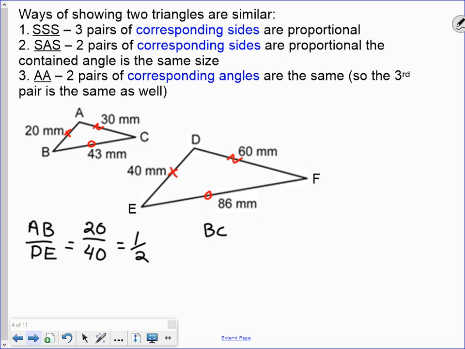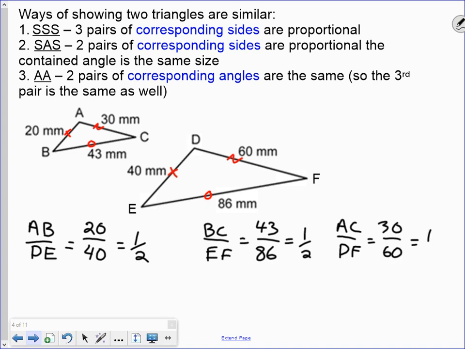So if we do BC divided by EF, BC is 43, EF is 86. Again, we get 1/2. And for our third pair, we've got AC and DF. AC is 30, DF is 60. Again, we get 1/2. So we can use side-side-side to say that triangle ABC is similar to triangle DEF.